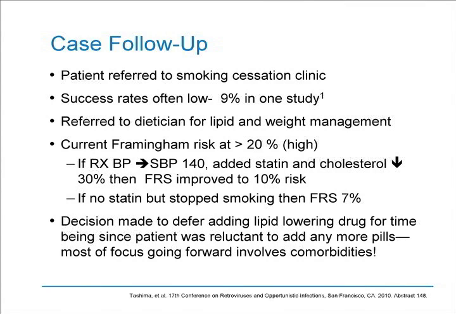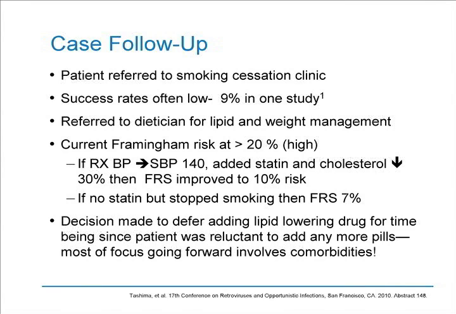Now, success rates for treatment of smoking are often quite low in many populations, and in the HIV-positive population, the success rate at 1 year was 9% in one intervention study. He's also referred for lipid and weight management to a dietitian. His Framingham risk was calculated at 20%, which is high.